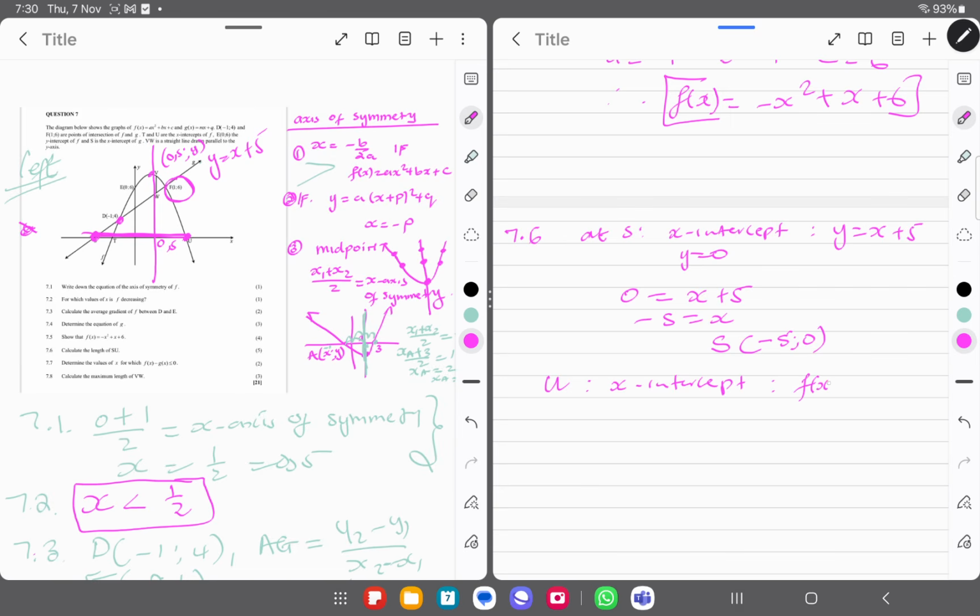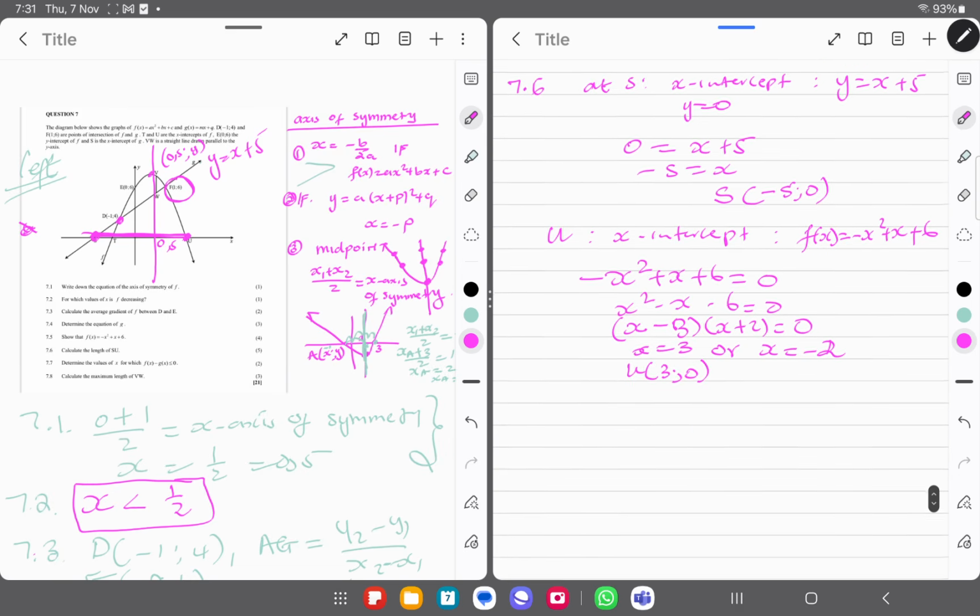And then U is the x-intercept of the graph f of x equals negative x squared plus x plus 6. So this will be minus x squared plus x plus 6 equals 0. Dividing by negative: x squared minus x minus 6 equals 0. This will be x minus 3, x plus 2 equals 0. Remember, you can always use your quadratic formula. This will be x equals 3 or x equals negative 2. Therefore, U will be 3 and 0, because U is positive again.